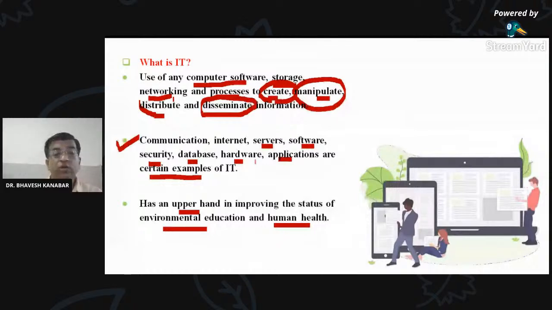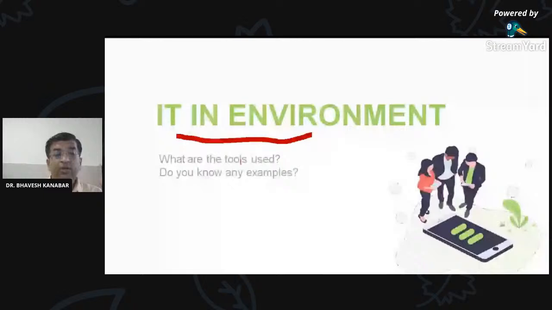So first of all, information technology in environment. What are the tools being used for environment? And do you know any examples? Write down in the chat box how information technology is helpful in environment, in predicting environment. Write down the examples. Recently, we have come across such examples. So, how is IT useful in management of environmental science? Write down an example in the chat box.